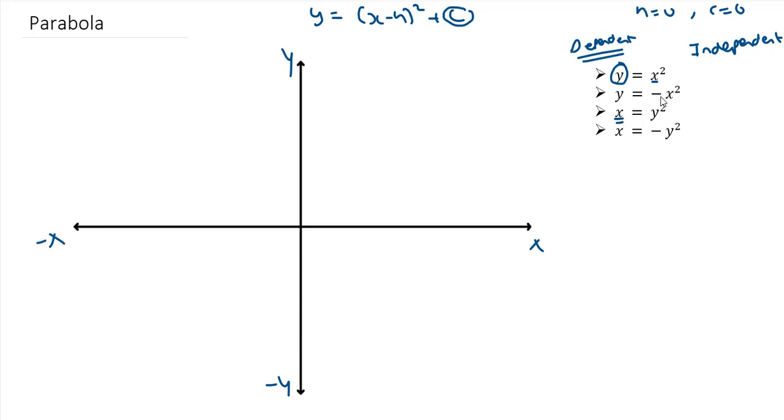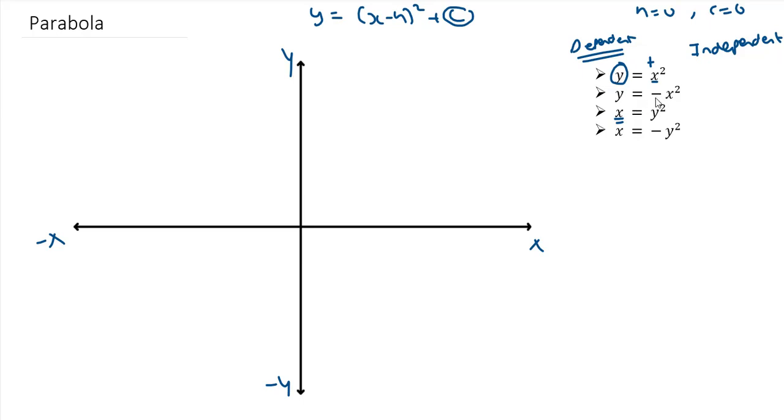And one last point before we draw the graph. Whenever the coefficient of the independent variable is positive, then your parabola will open along the positive direction of your dependent variable axis. In this case, y is equals to x square. Your coefficient is positive, so your parabola is symmetric about the y-axis and it will open along the positive direction of y-axis. That is, it will open upwards.